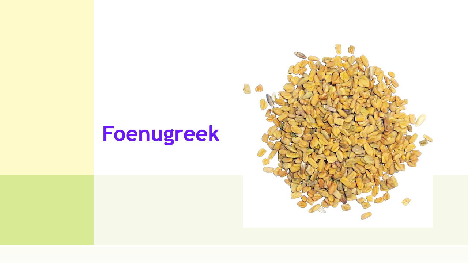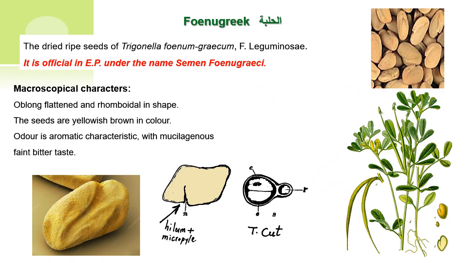Next seed is fenugreek, al-halba. Fenugreek is obtained from the dried seeds of Trigonella foenum-graecum, family Leguminosae. The fenugreek is official in the Egyptian Pharmacopoeia under the name Semen foenugraeci.